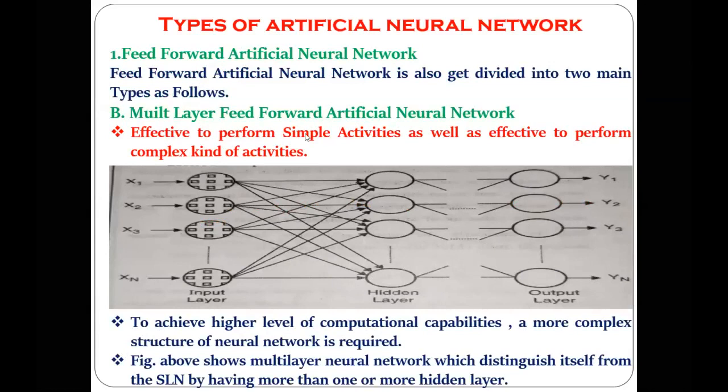Because here I have mentioned the multilayer feed forward neural network is effective to perform the simple activities as well as the complex kind of activities. And that is nothing but the simple difference between these two types of neural networks, single layer feed forward and multilayer feed forward. Now my question to you, what do you mean by the simple kind of activities and the complex kind of activities?